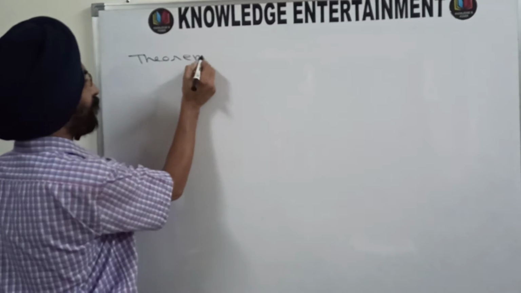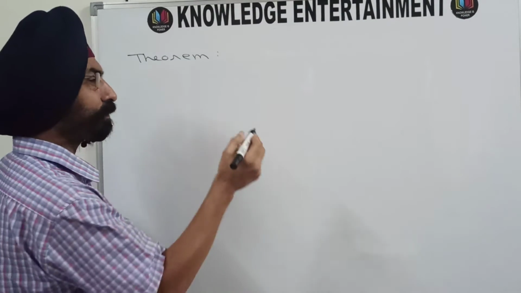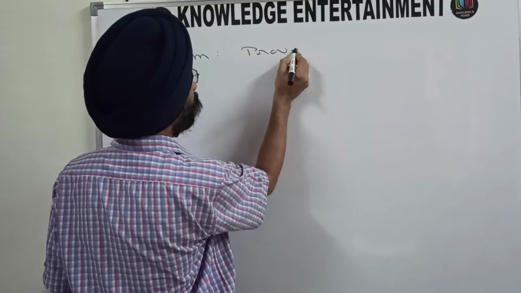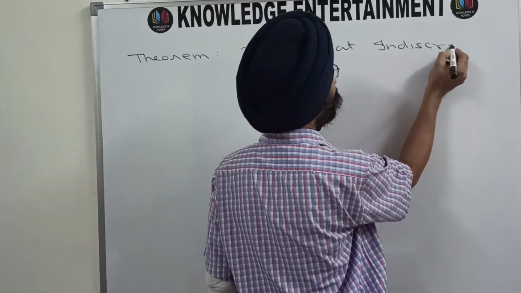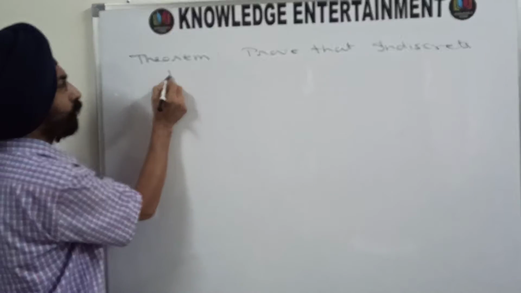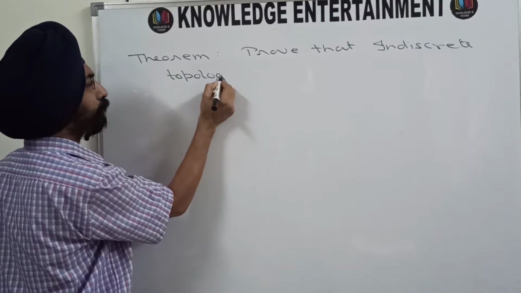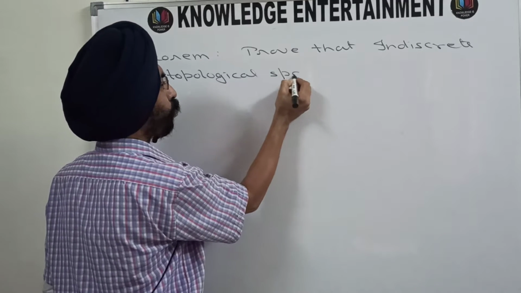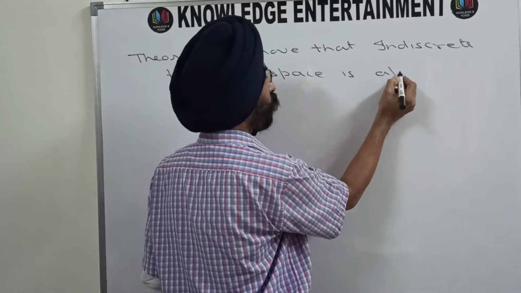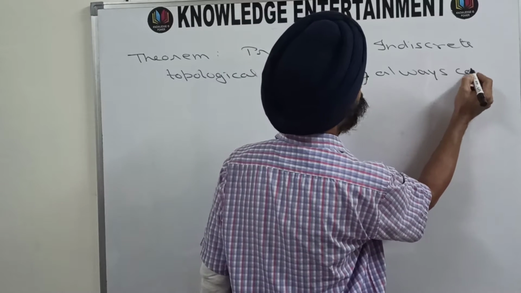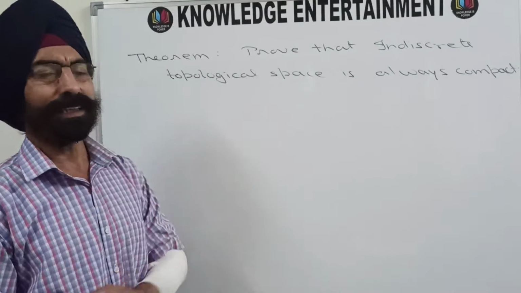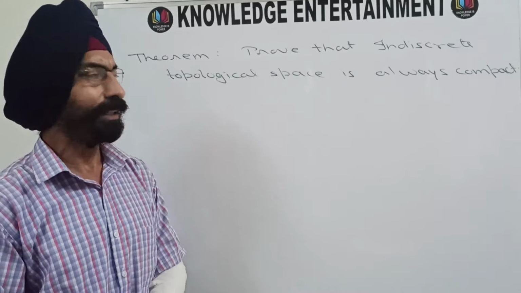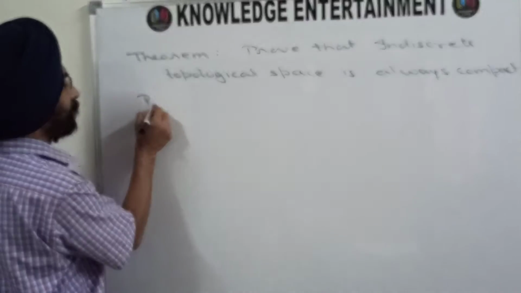So the first one is, it is the theorem, you can say the exercise, you can say the question. Prove that indiscrete topological space is always compact. So this is the first result we are going to prove today, that the indiscrete topological space is always a compact space. A proof is very easy.